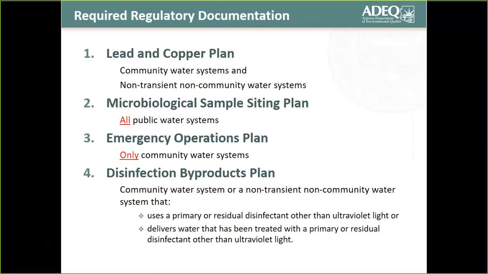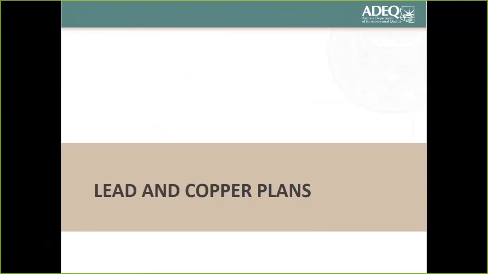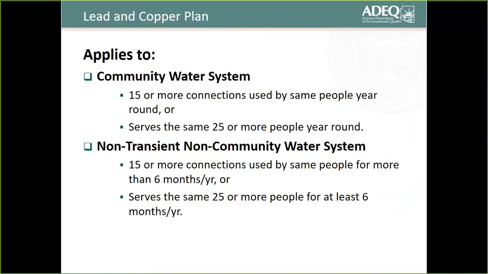This is a list of the sampling plans required. What is required really depends on the system type. The first one is the lead and copper sampling plan. This plan applies to community and non-transient, non-community water systems.